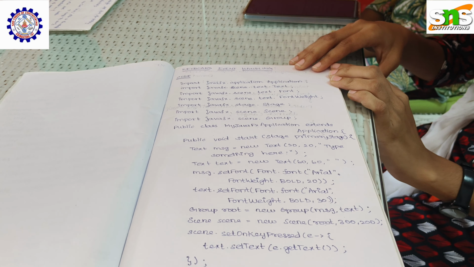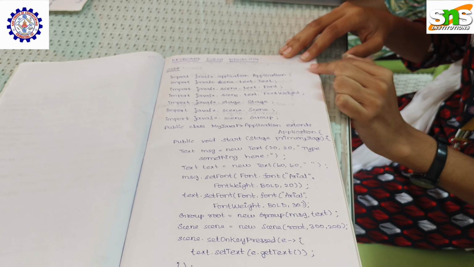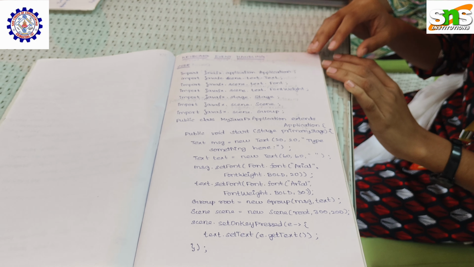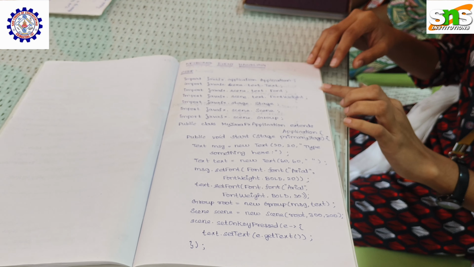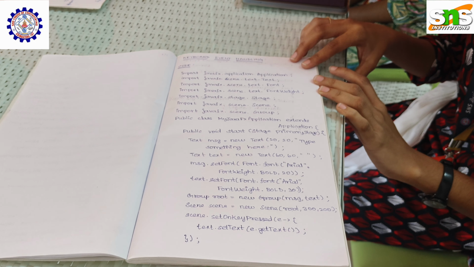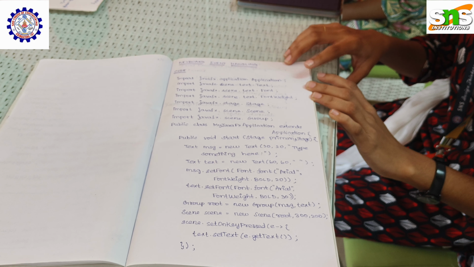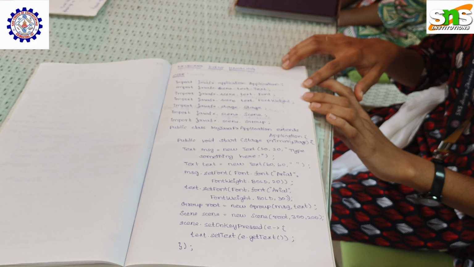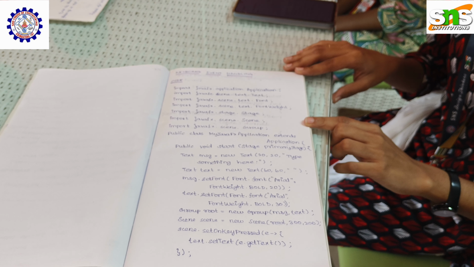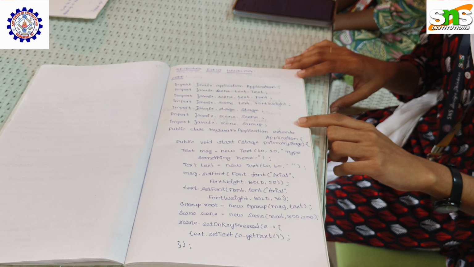So this is the code for keyboard event handling. These are some of the header files. We use common header files like Application, Stage, Scene for most of the programs, and specific header files like Text, Font, Group, FontWeight for particular programs. The Application class is the base class for JavaFX apps, and Text is used for displaying the text. Font and FontWeight are used for styling the text. Stage is the main window. Scene is the container of the GUI, the graphical user interface. And Group contains the nodes.